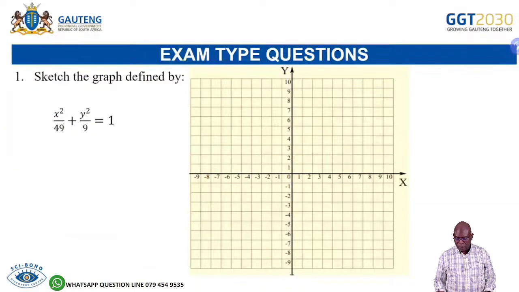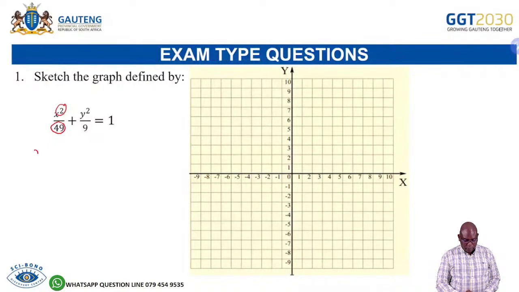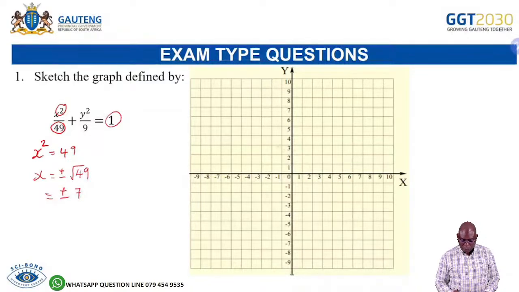Right. Let's look at the example. Sketch the graph defined by that. Simple, straightforward question. Square root. You need the x value. So what do we need? X squared equals 49. X will be plus minus the square root of 49, as long as this side is 1. Then we have plus minus 7. You come to this graph here, you go to minus 7 and 7. You put points. That's all you do.